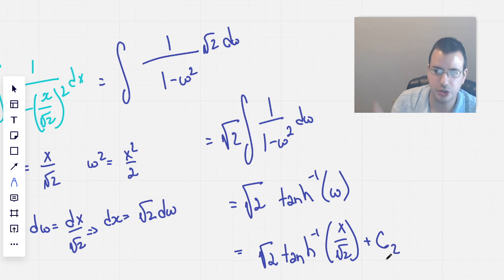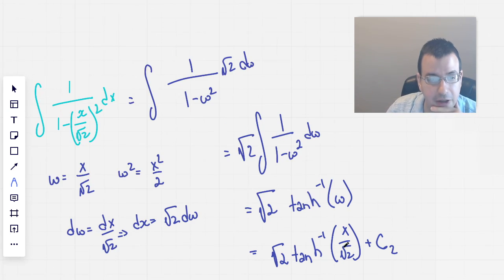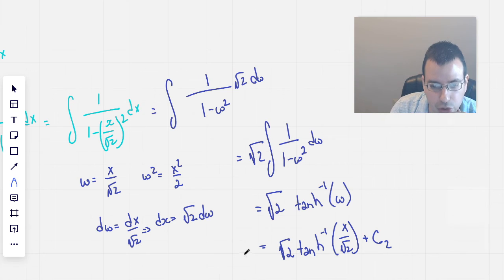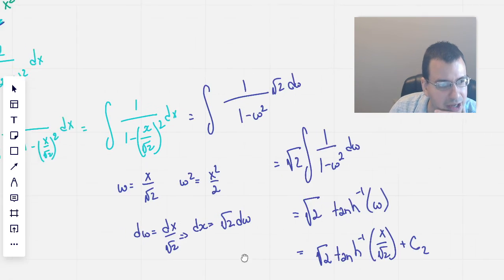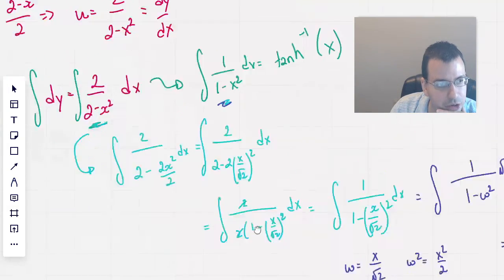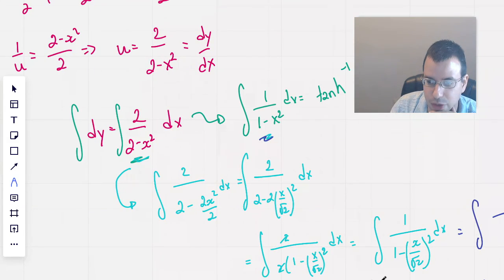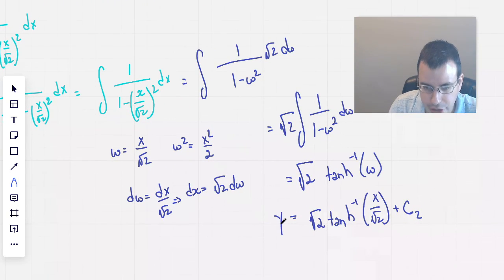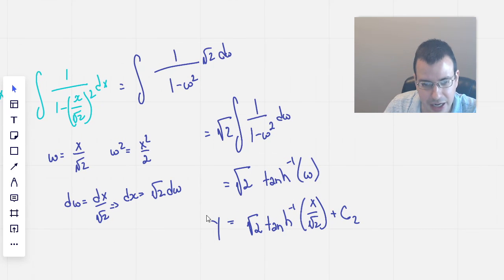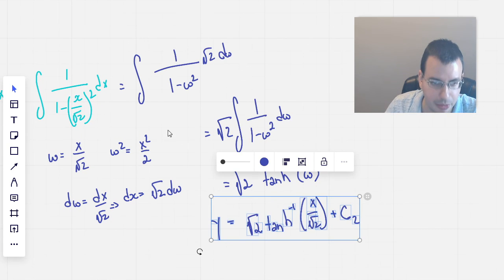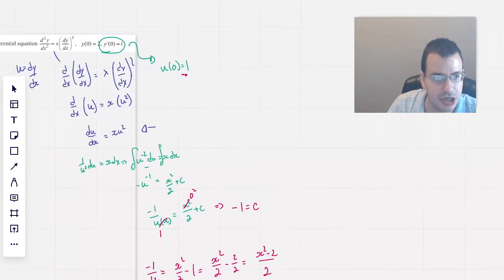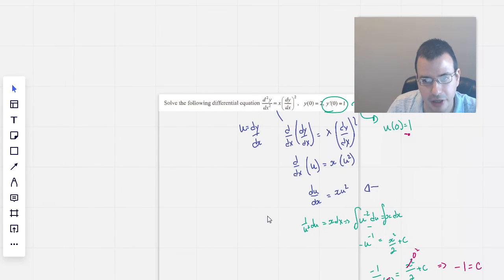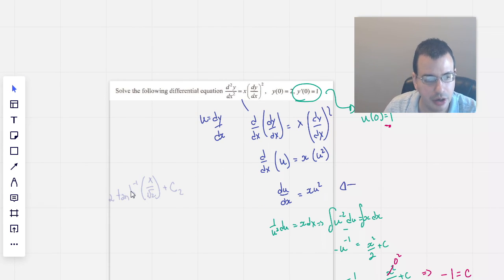I'll say c2 just so we don't get confused with the previous c. And this equals y? I think y. Let's check back here real quick. Yep, integral of dy will just be y. So this is 90% done, probably more. Now we just got to plug in our initial condition up here.